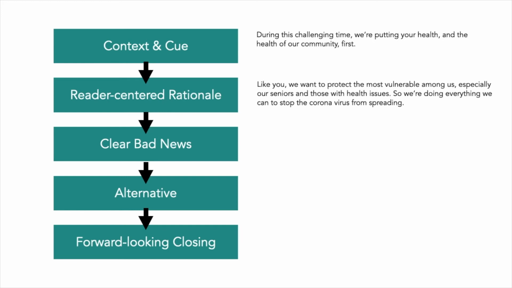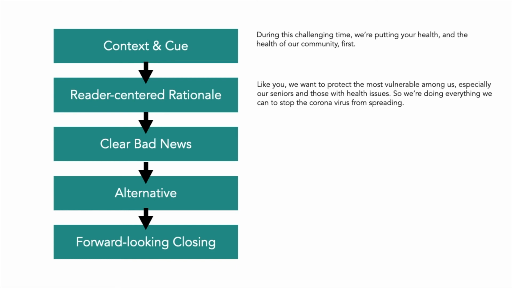From there, we have the reader-centered rationale. "Like you, we want to protect the most vulnerable among us, especially our seniors and those with health issues." I'm enabling the reader here to visualize maybe the vulnerable people they're related to, people in their community. "So we're doing everything we can to stop the coronavirus from spreading." This really connects to that first paragraph saying that we're putting the health of the community first.